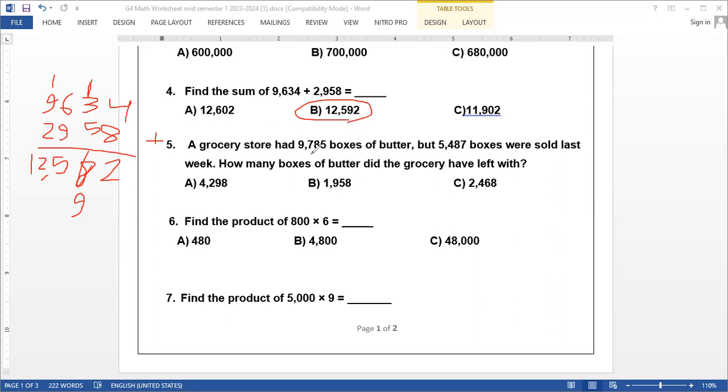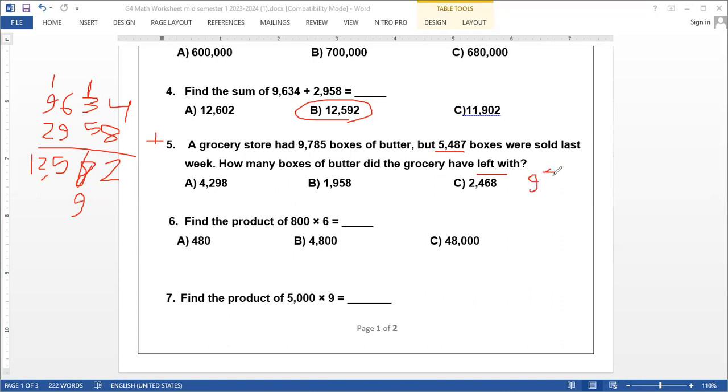A grocery store had 9,785 boxes of butter, but 5,487 boxes were sold last week. So here they sold. How many boxes of butter did the grocery have left? In this case, when it says "left with" or "left," we subtract. Now we put the bigger number up in subtraction.